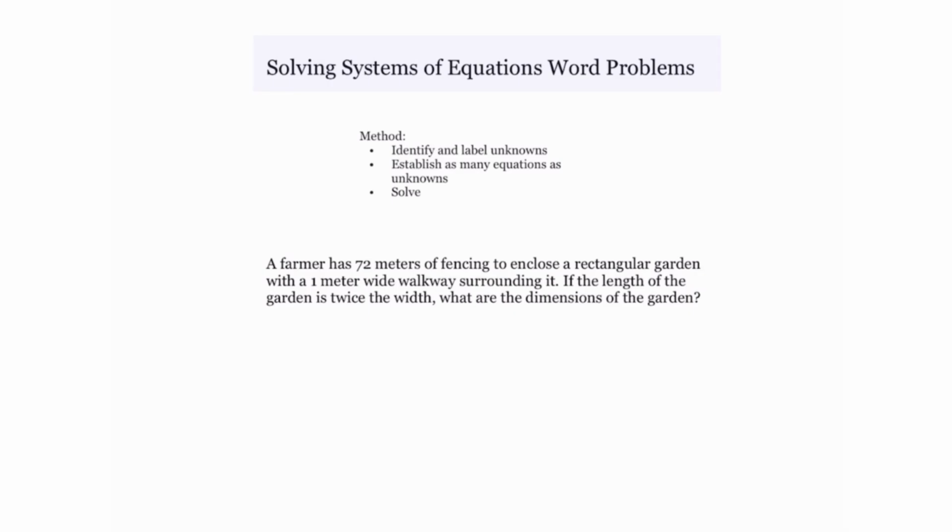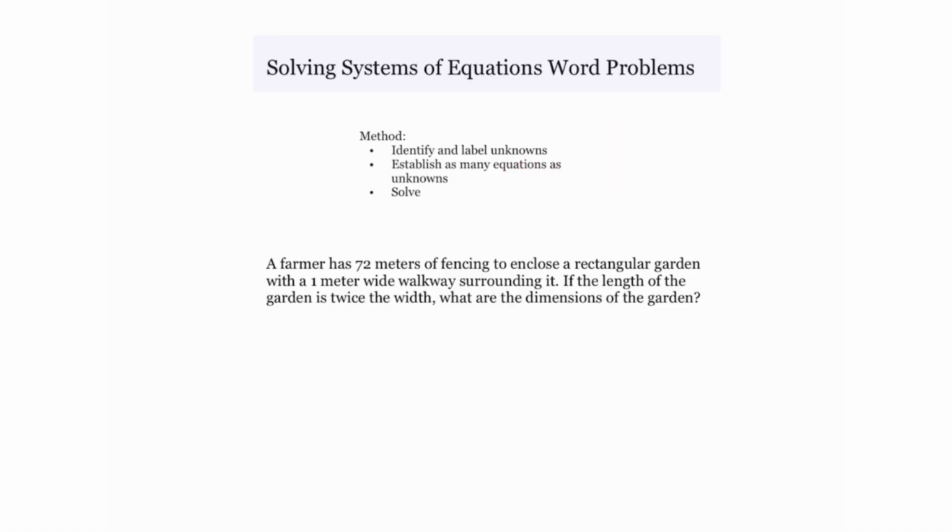Today we're going to cover how to solve systems of equations involving word problems. The first step is to identify and label all unknowns we have in the problem, say for example x and y. The next step is to establish as many equations as unknowns. So if you have x and y, that's two unknowns, so you'd need two equations.